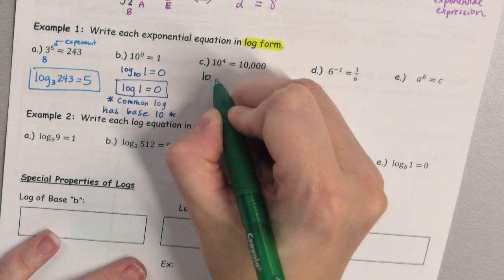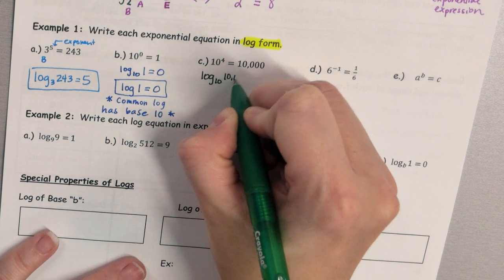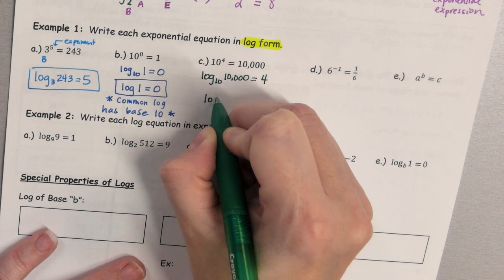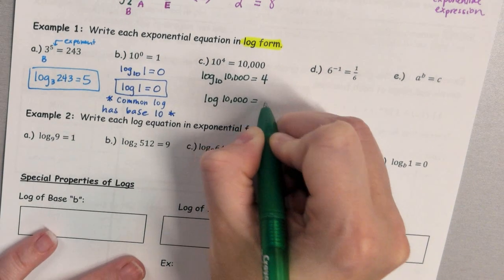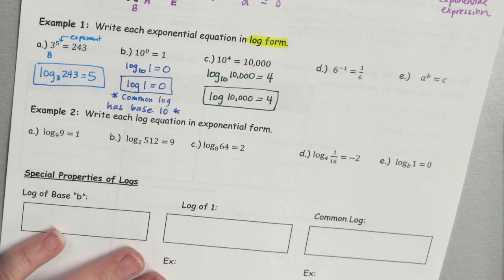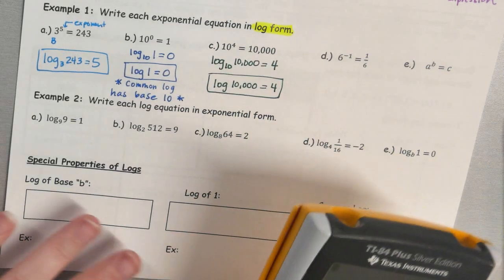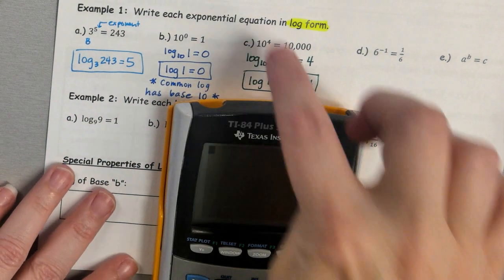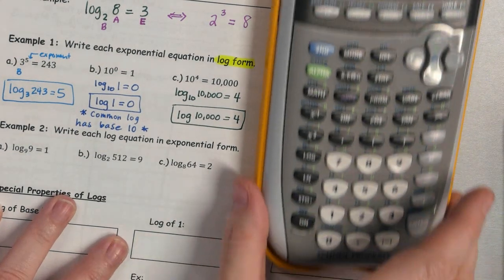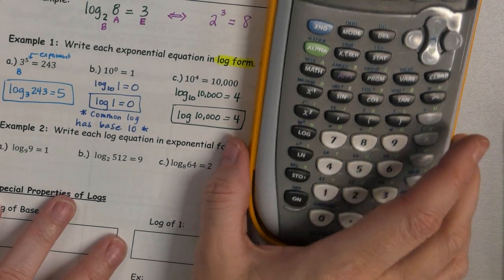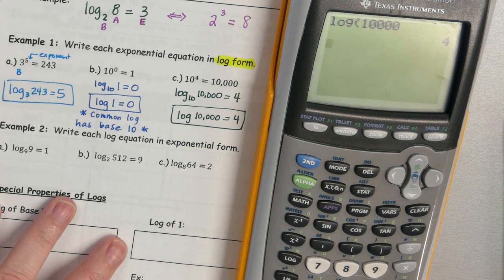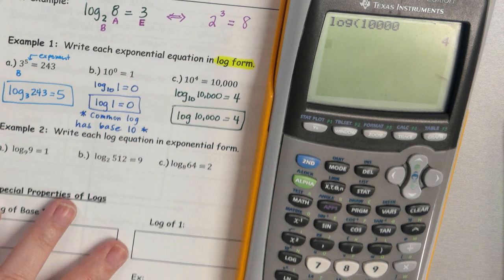Okay, so you have the log, and then your base is 10. I'm fine if you want to do this in two steps or in one step. If it's log base 10, you don't have to write it. So it's the log of 10,000 equals 4. Since most of you have your calculators out, you can verify this. Let's do the log. It's right here. So we're going to do log of 10,000. And what should we get? 4. Yay, it's true.